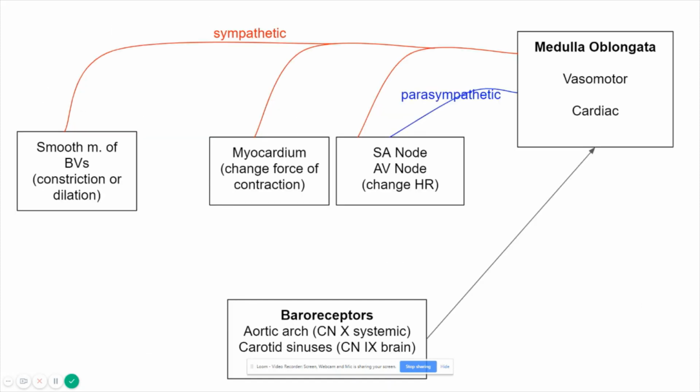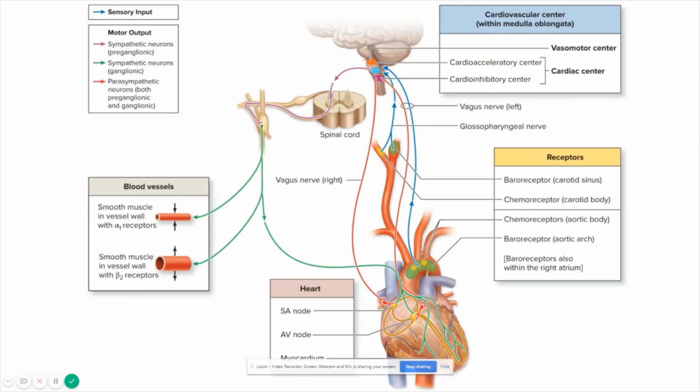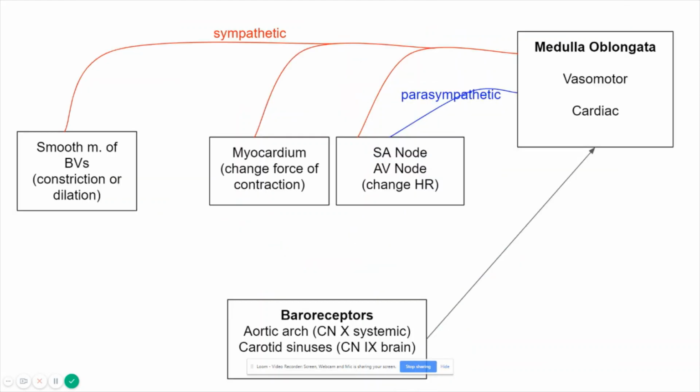So I kind of diagrammed that here, and then you'll see the picture from the book is on the next slide. But as I draw on the board, I just tried to simplify it here. Again, you have these receptors called the baroreceptors, one in the aortic arch, another in the carotid sinus. The aortic arch transmits information by cranial nerve 10, the vagus nerve, and that controls your systemic blood pressure. The carotid sinus transmits information along CN9, the glossopharyngeal, and it controls blood pressure to your brain.